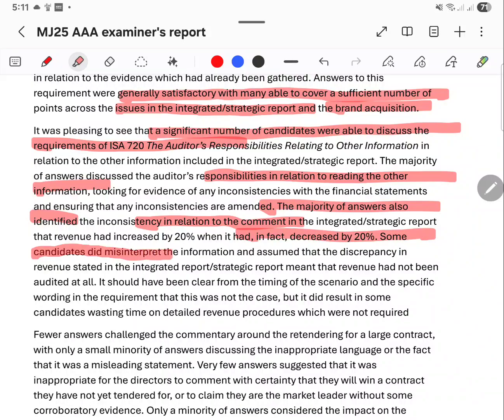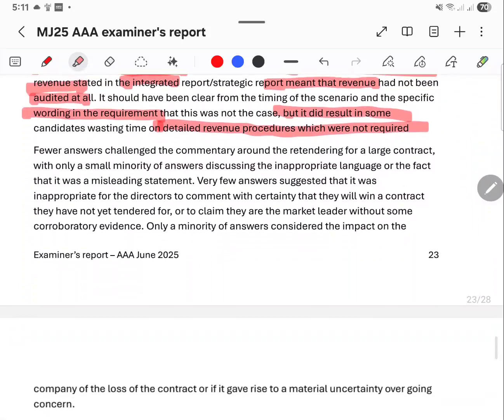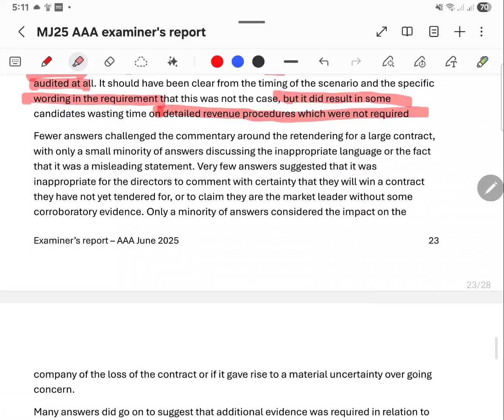Some candidates did misinterpret the information, assuming that the discrepancy in revenue stated in the integrated report meant that revenue had not been audited at all. It should have been clear from the timing of the scenario and the specific wording in the requirement. It was not the case, but it did result in some candidates wasting time on detailed revenue procedures which were not required. Few answers challenged the commentary around the retendering for a large contract.